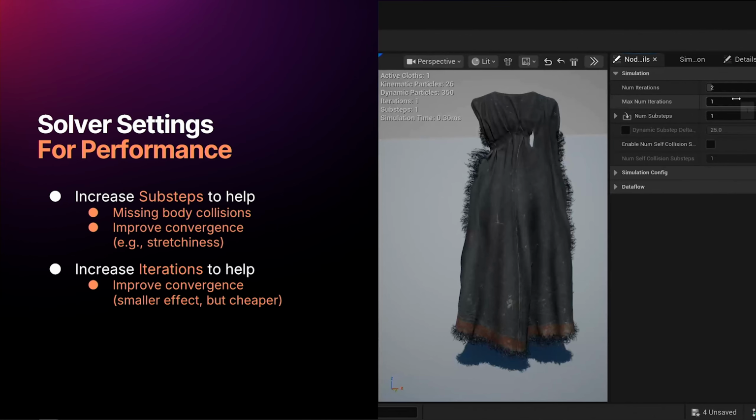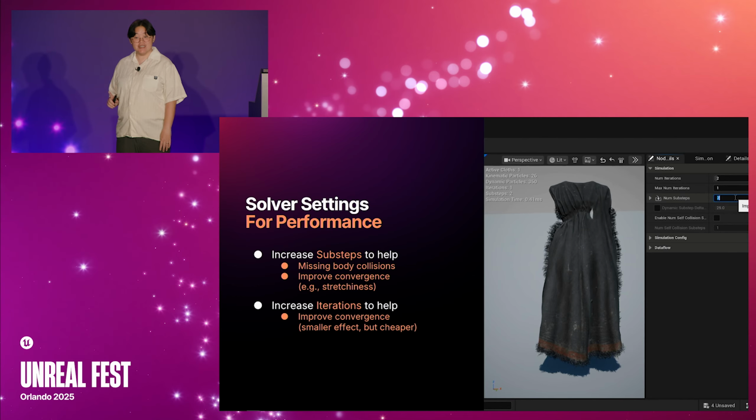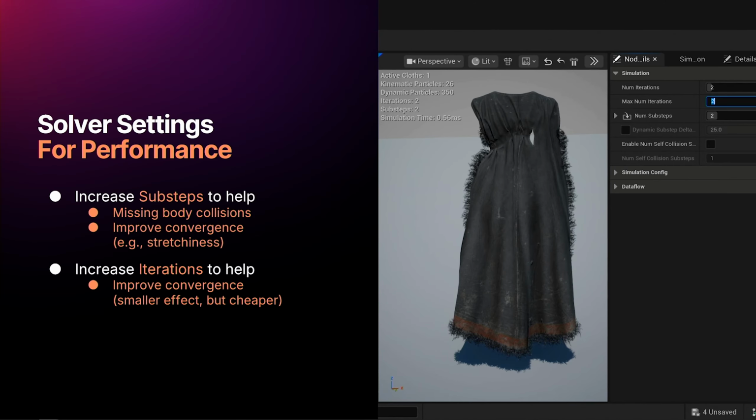We recommend starting out with a minimum of 1 iteration and 1 substep, and testing with it, only increasing substeps and iterations to improve fidelity. In particular, if you find you're missing collisions, increasing substeps can help. Substeps are also helpful when improving constraint convergence, for example, reducing stretchiness. Increasing substeps will also reduce the amount of numerical damping in your simulation, which can make the cloth overactive at higher substep counts. This is why we have that XPBD constraint that I mentioned earlier.